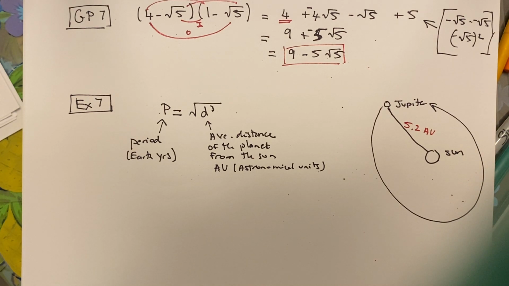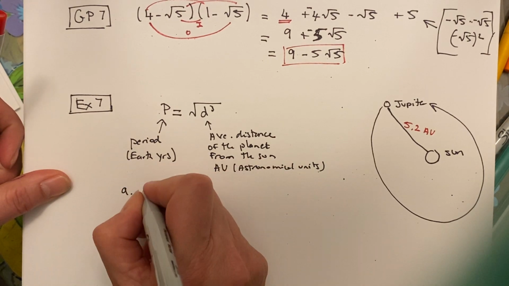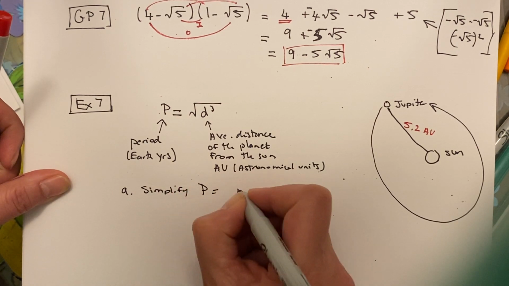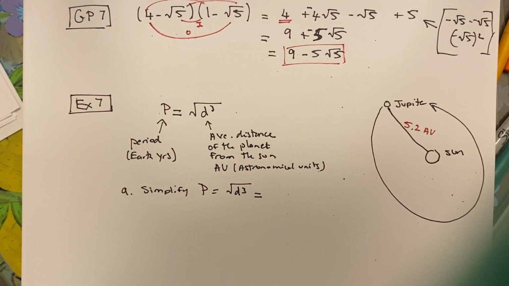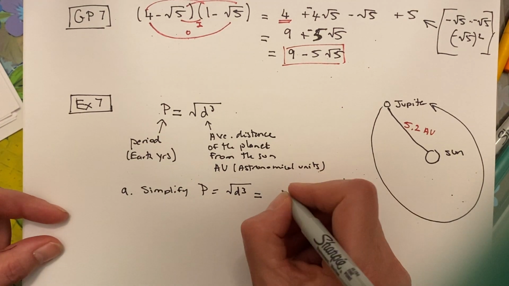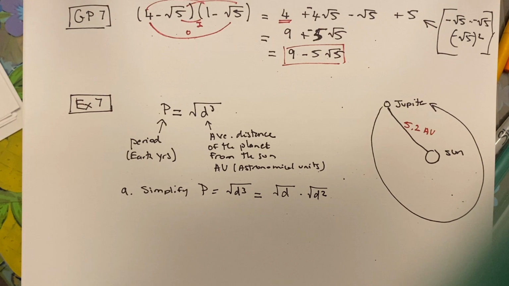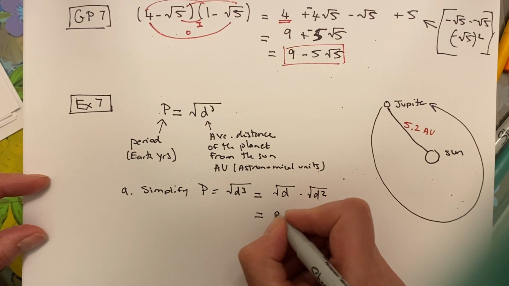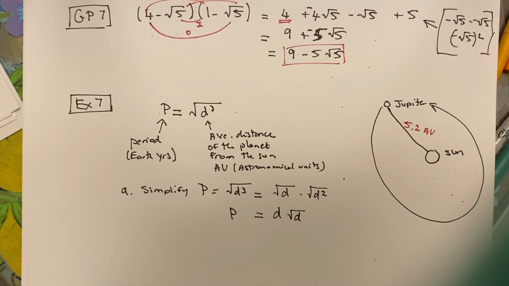So the first question they're going to ask you is, can you simplify the formula? Okay, simplify. Well, if I have P equals square root of D cubed, I know because of my product property of radicals that this can be separated into square root of D times square root of D squared. And I know that square root of D squared is just D. So my period P equals D square root of D. All right, I've simplified my formula. Part B.